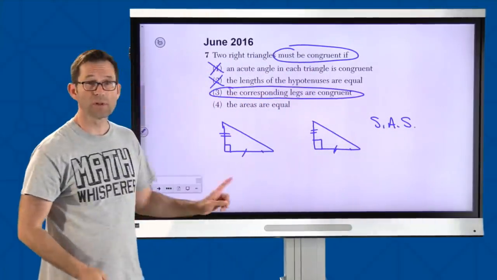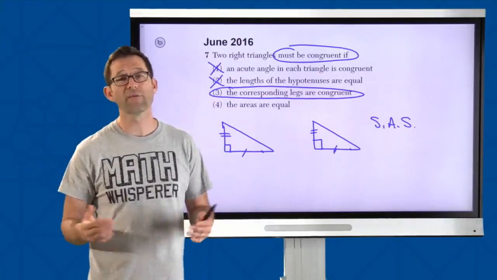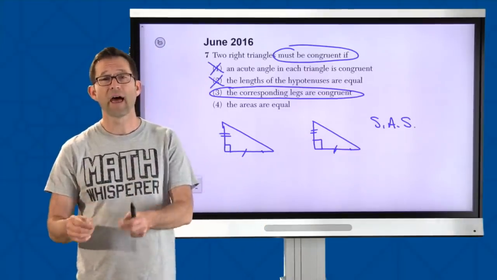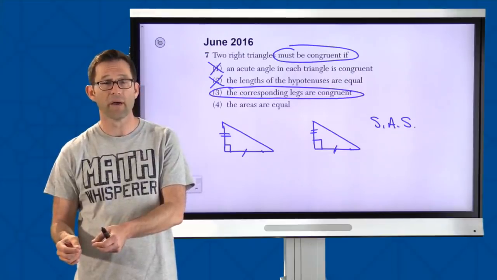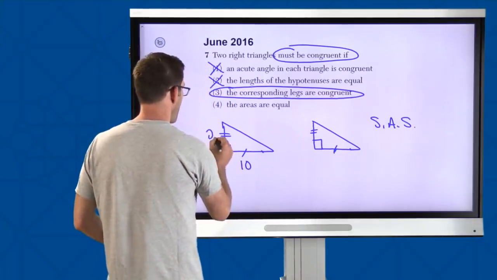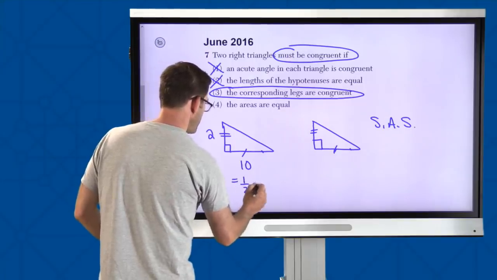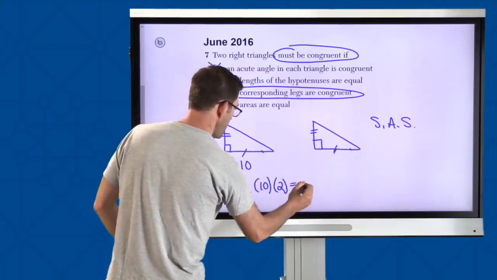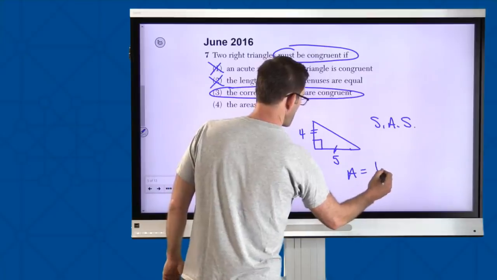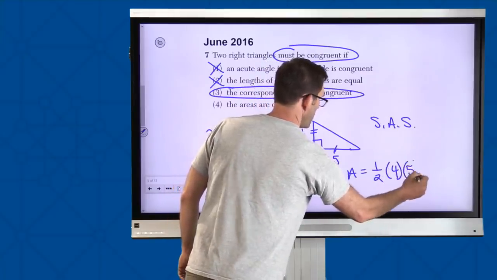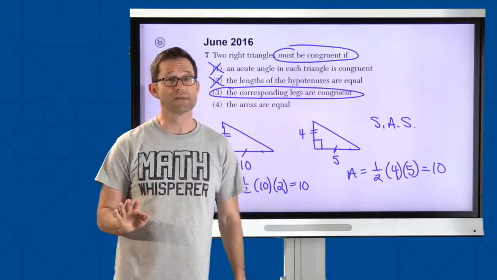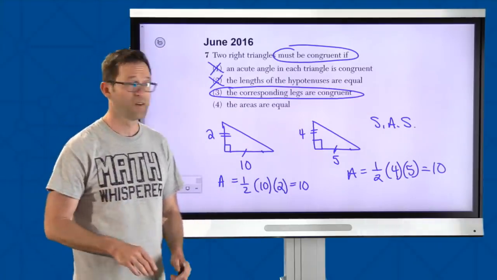Now be careful. Certainly, if two right triangles are congruent, they obviously have the same area because they're identical. But you could easily have two right triangles that have the same area that aren't congruent, right? I mean, think about, for instance, if you had a triangle that had a base of 10 and a height of 2, it would have an area of 1/2 10 times 2, which would be 10. On the other hand, if I had one that had a base of 5 and a height of 4, we would have an area that was 1/2 of 4 times 5, which would also equal 10. So just because you've got two right triangles that have the same area certainly does not mean that they must be congruent. All right, let's keep going.